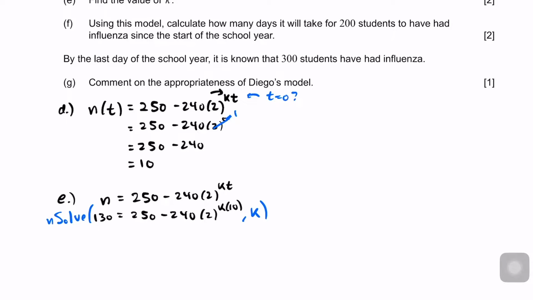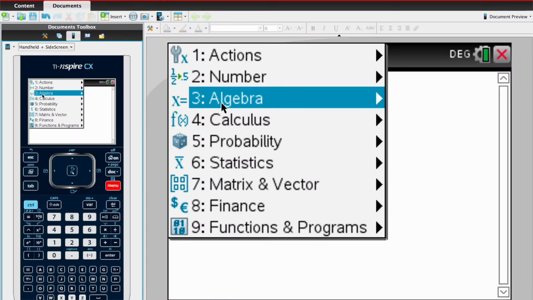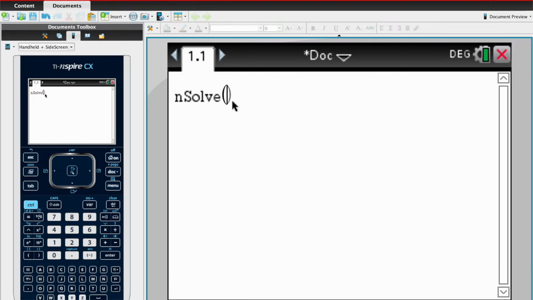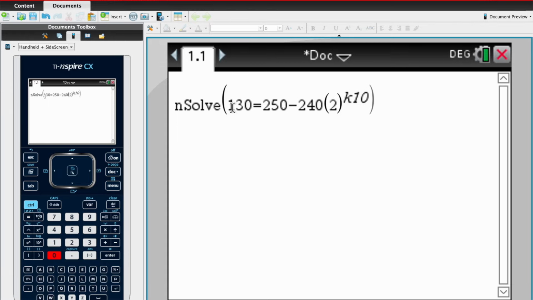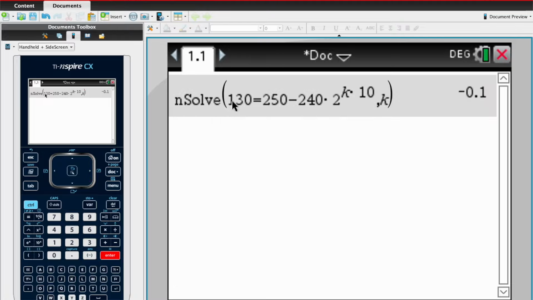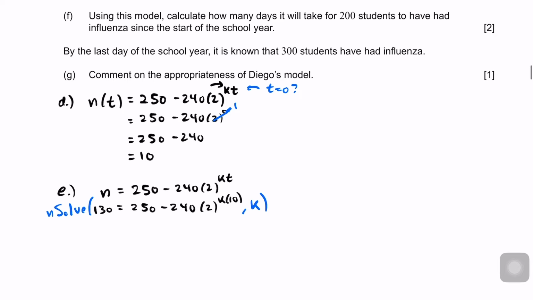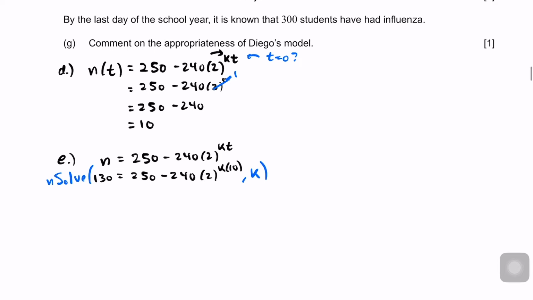All right. Menu, algebra, numerical solve. And then let's write out what we have. 130 is equal to 250 minus 240 times 2 raised to the power of k, and then t at this time was 10. I'm going to put a multiplication symbol just in case. And let's ask it to solve for k. In this case, k is equal to negative 0.1. All right, let's go back to the document. K is equal to negative 0.1.